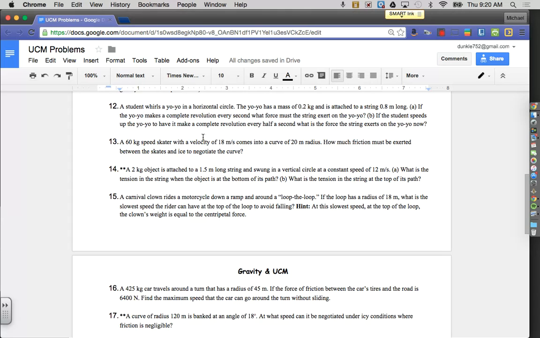A, if the yo-yo makes a complete revolution every second, what force must the string exert on the yo-yo? And B, if the student speeds up the yo-yo to have it make a complete revolution every half a second, what is the force the string exerts on the yo-yo now?